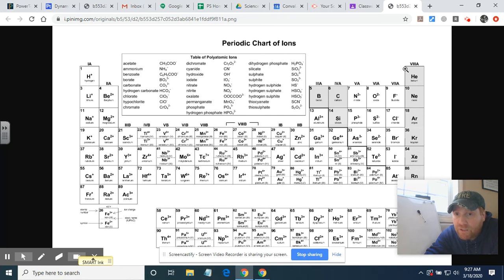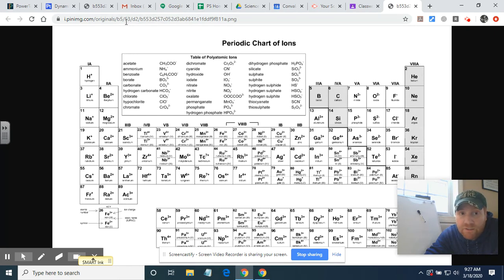I guess maybe I should start right here and talk about the noble gases. Notice that there's no charge up in the corner for these noble gases. No positive, no negative, because again, they have their stable number of electrons and they're not going to be found bonded in nature under regular conditions.